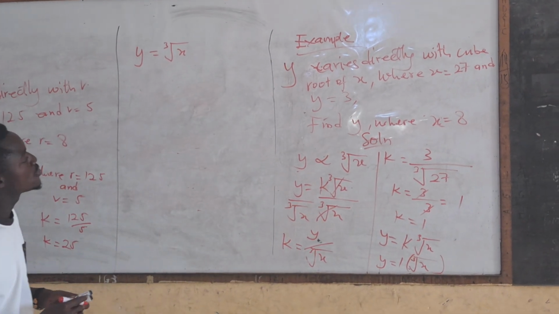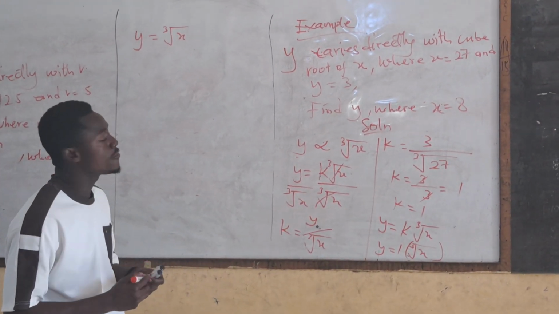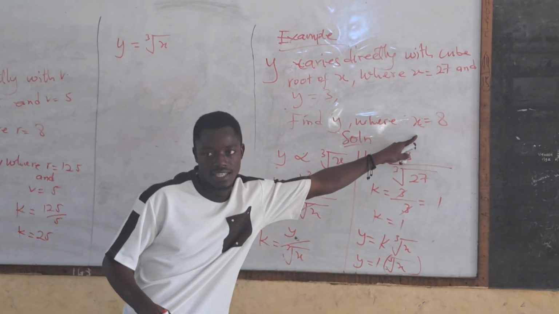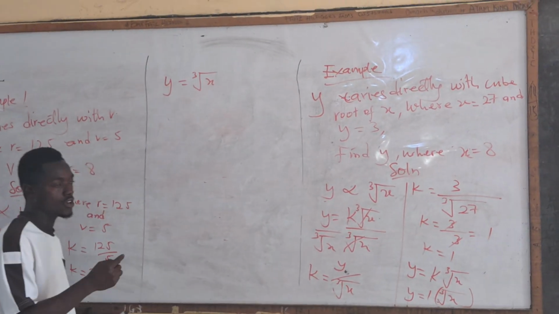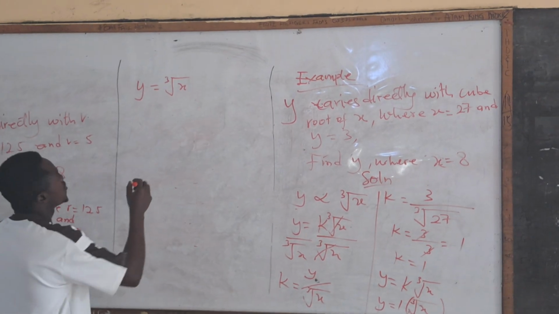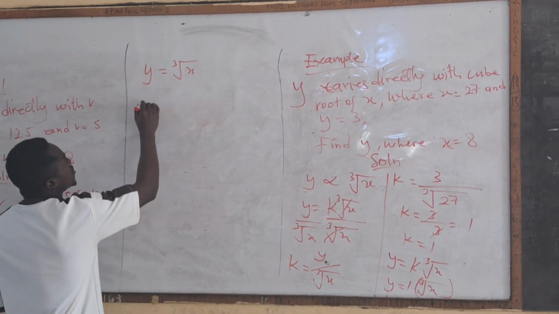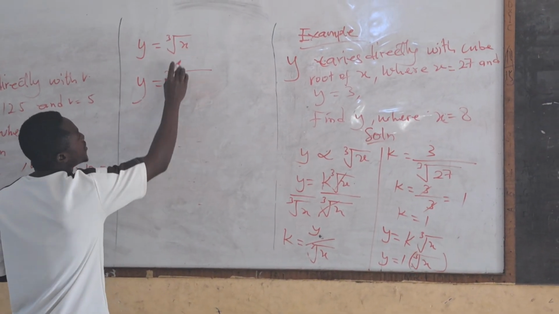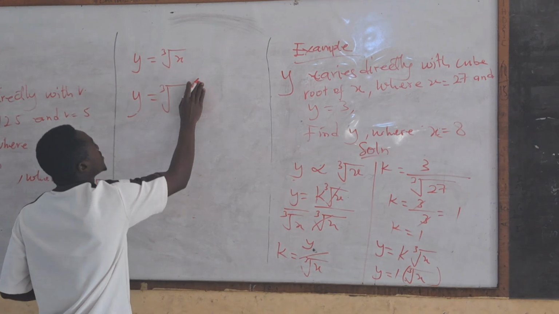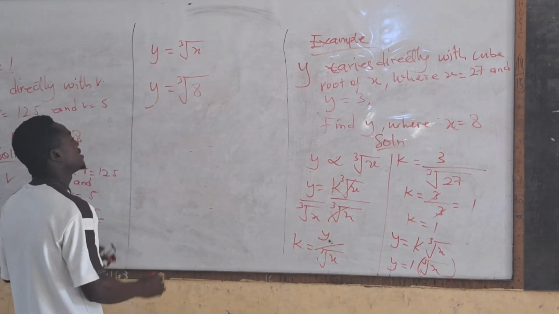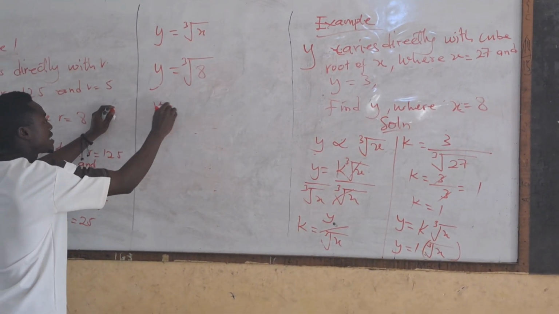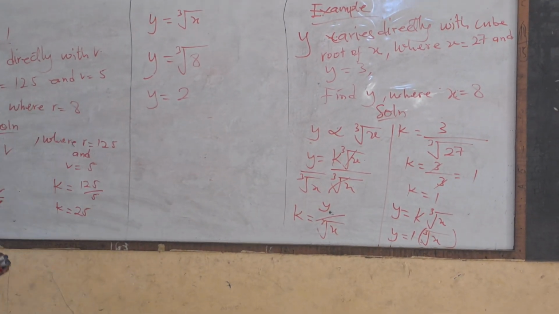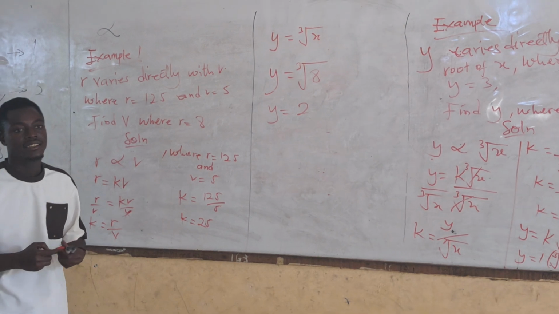Now the question says we should further solve for y where x is equal to 8. So therefore y equals the cube root of x, where x is 8. Wherever we see x, we put 8 in there. Therefore our y is now equal to 2. So that's all.